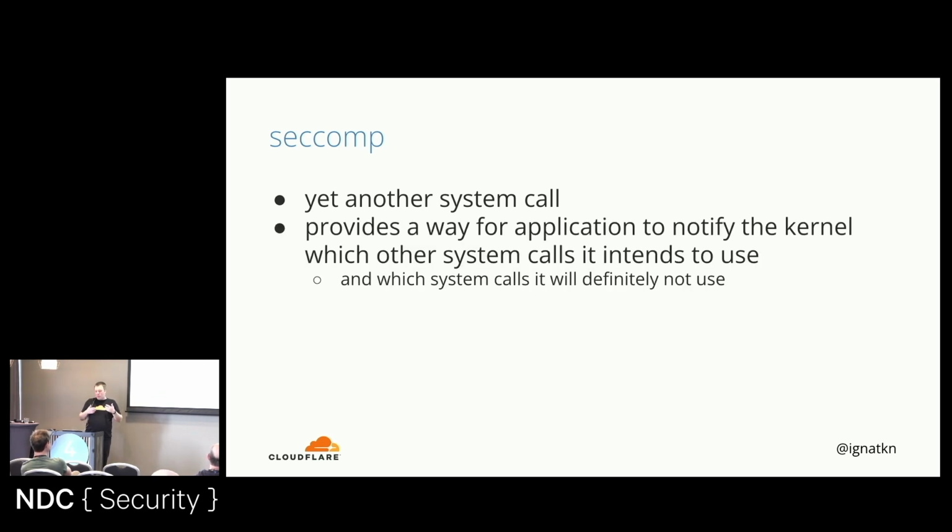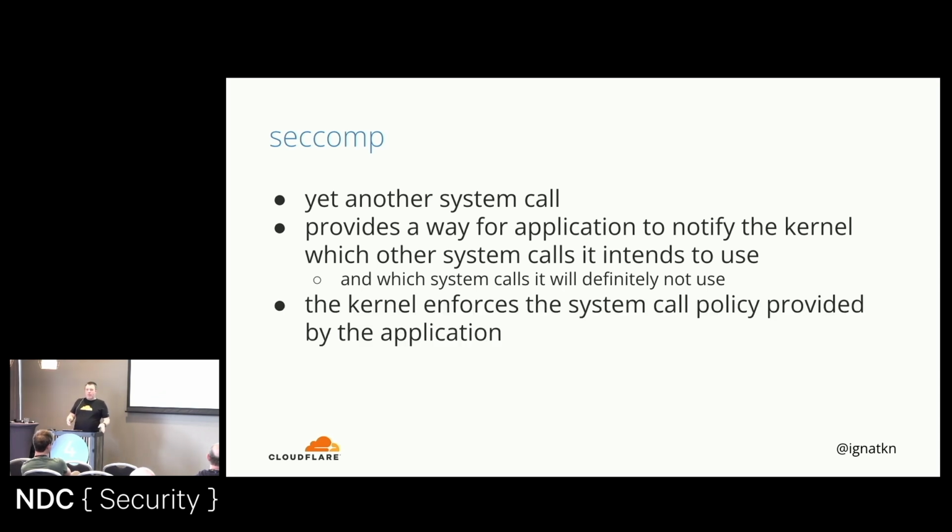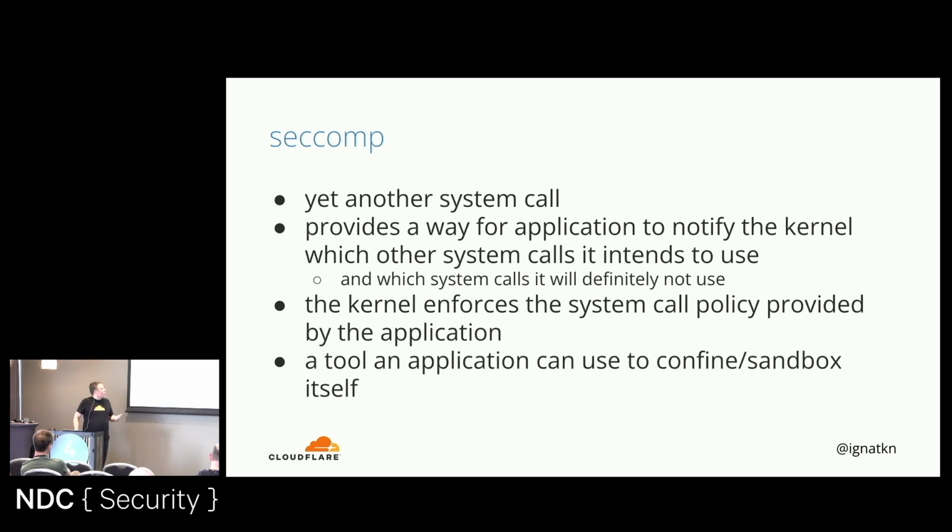The system call allows an application to notify the kernel which other system calls the application intends to use, and sometimes more importantly, which system calls it will definitely not use. And when the kernel receives that information, the kernel now enforces this so-called system call policy provided by the application. In a nutshell, it's basically a tool an application can use to confine or sandbox itself.